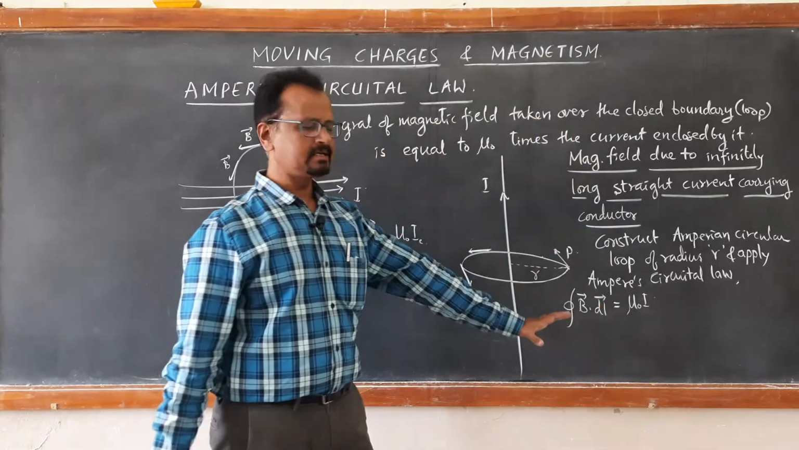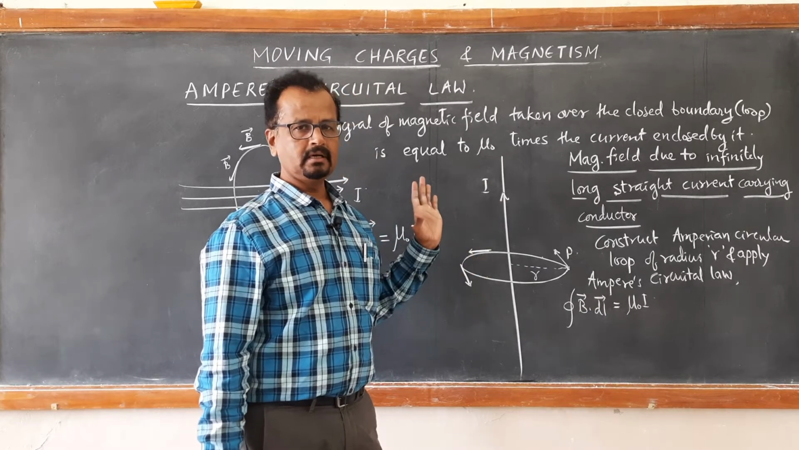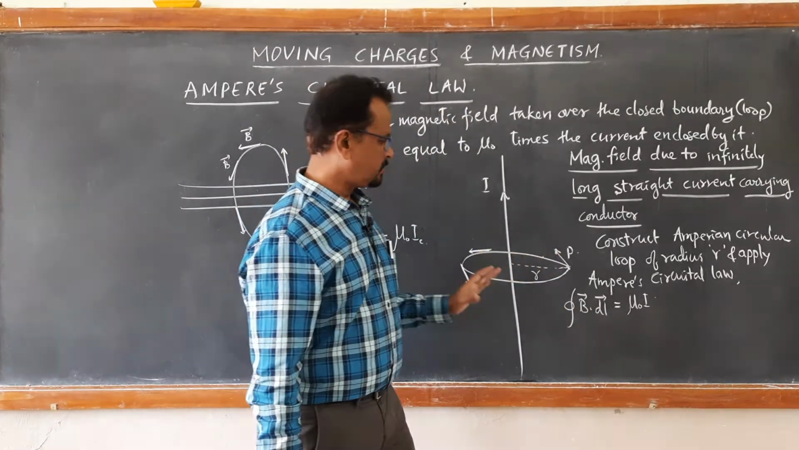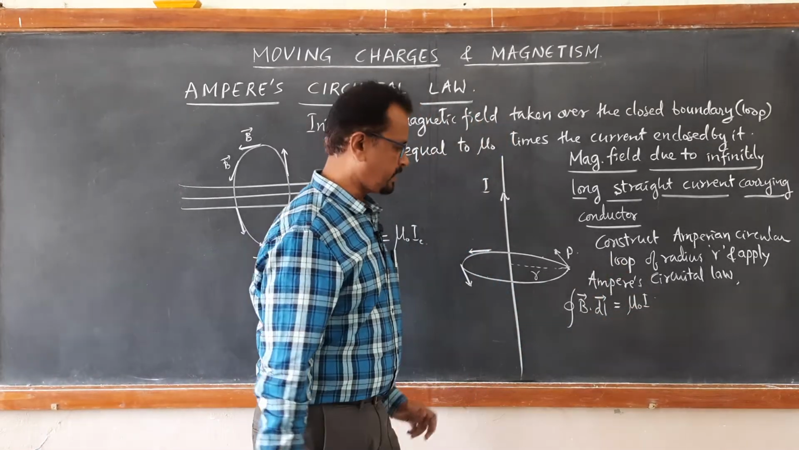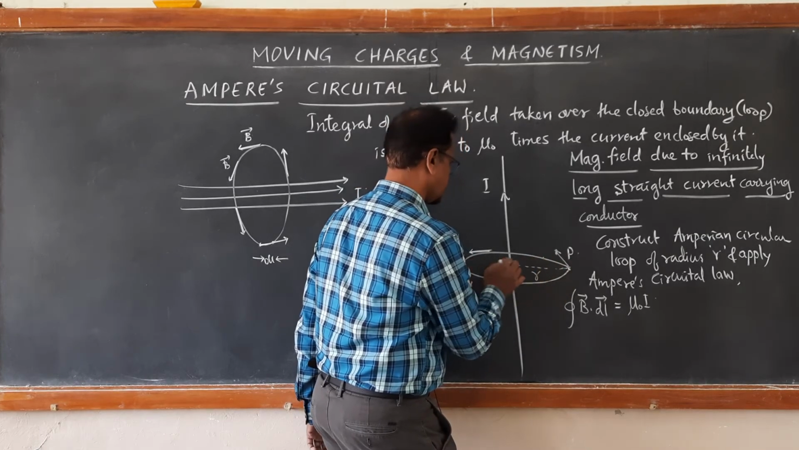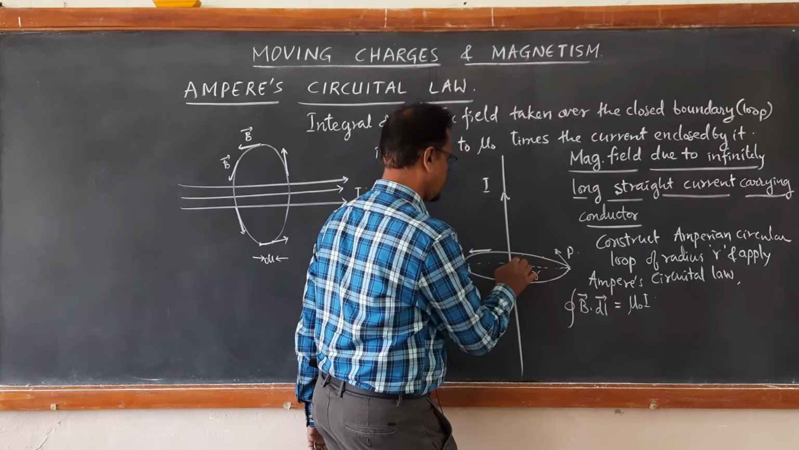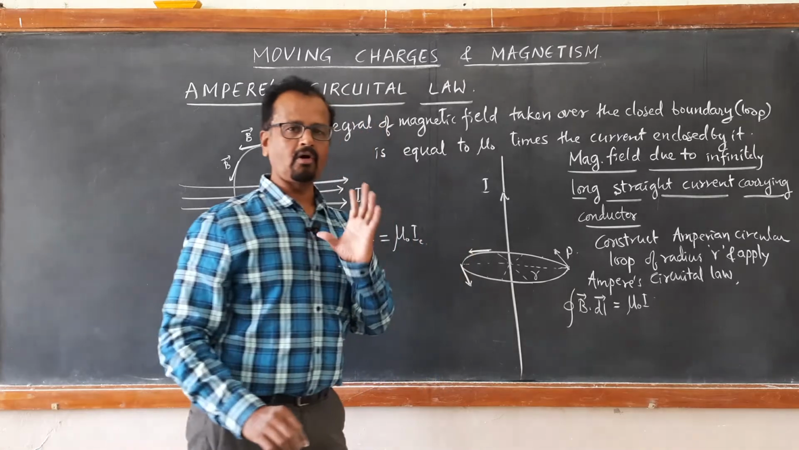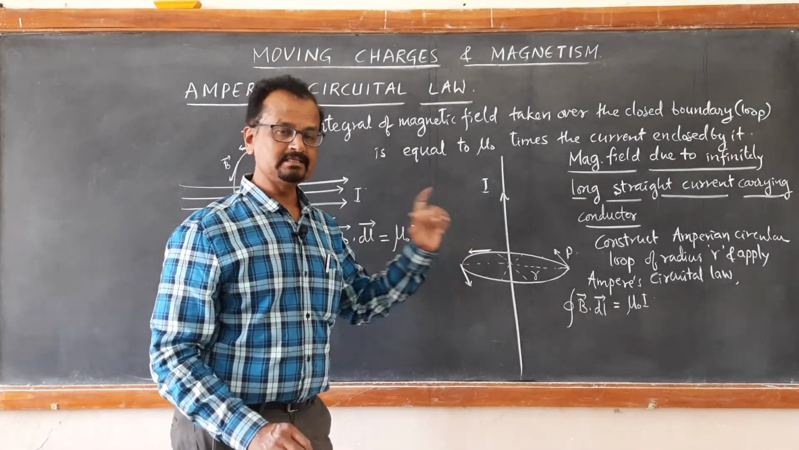For this class, there is no proof of this. We are directly taking the statement and applying the law to find the value of the magnetic field. Integral B dot dl equals mu naught times I. Since this circular loop has a constant radius r everywhere, at all the points on this circular loop the magnetic field has a constant value. B is constant at all the points at distance r.